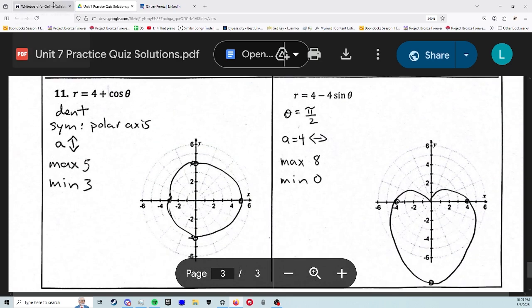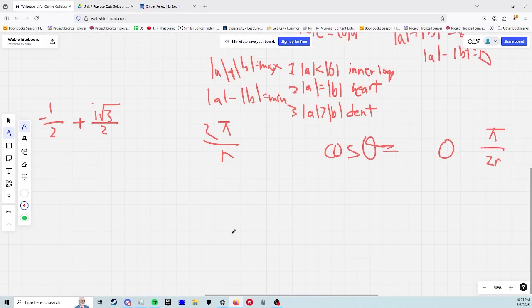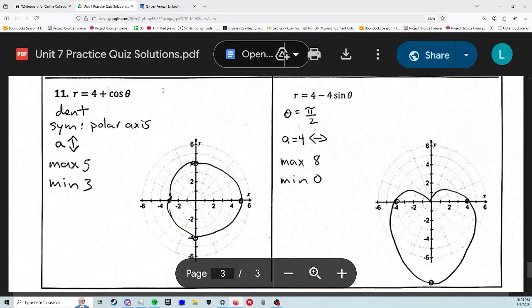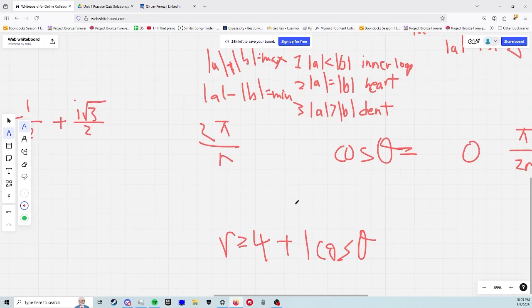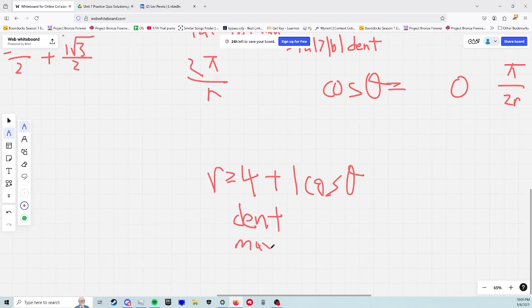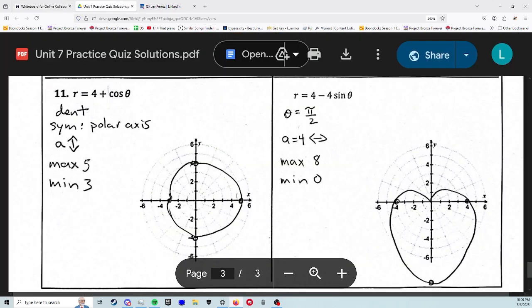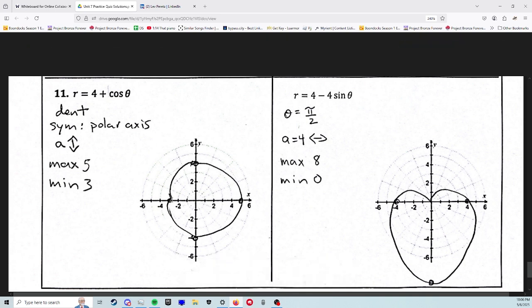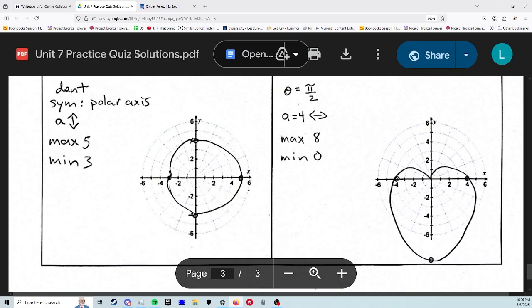r equals 4 plus cosine theta. So this is r equals 4 plus 1 cosine. Okay, so we know that A is way bigger than B, so it is a dimpled limaçon graph. The maximum point is 5. The minimum point is 3. And so when that gets graphed, it looks like this. The minimum point is 3 over here. Maximum point is 5.